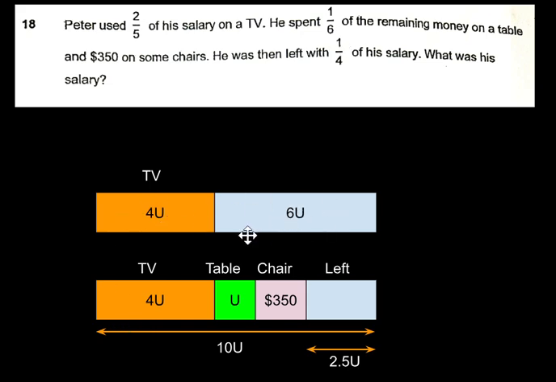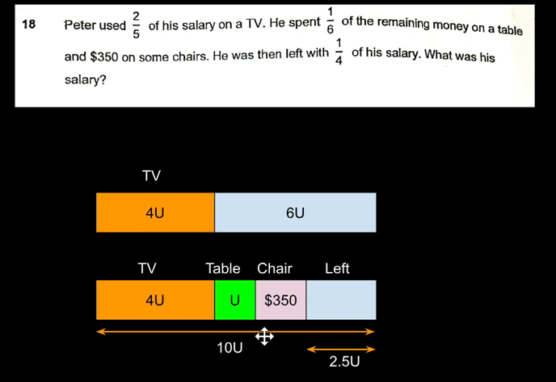So after they draw this part, you can then say that he's going to use 1/6 of the remaining money on the table. So remember, 6U is the remaining, so 1/6 of it is actually only 1U. Okay, and he also used $350 for some chairs. So you put some money for the chairs, $350. Okay, and whatever is the leftover. According to the question, the leftover is 1/4 of his salary.